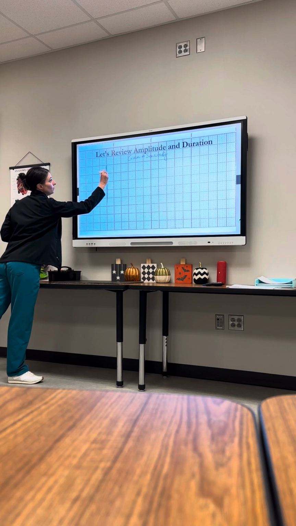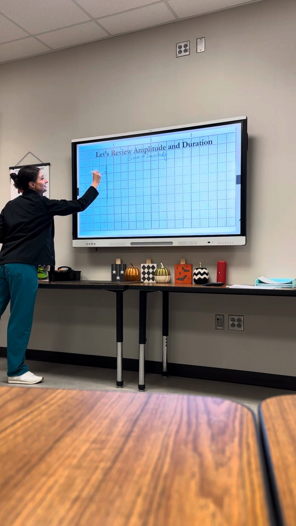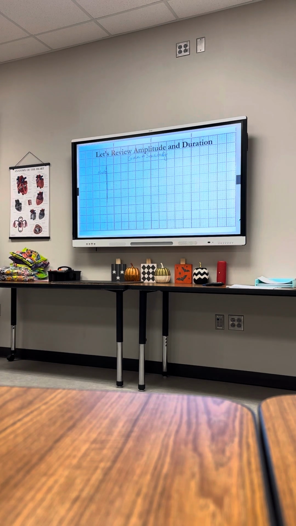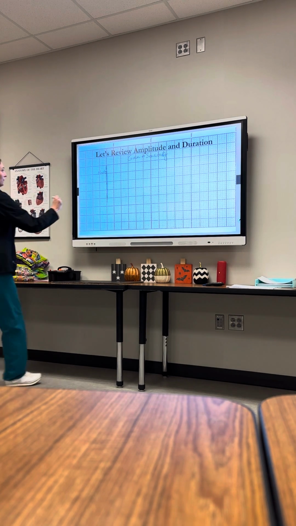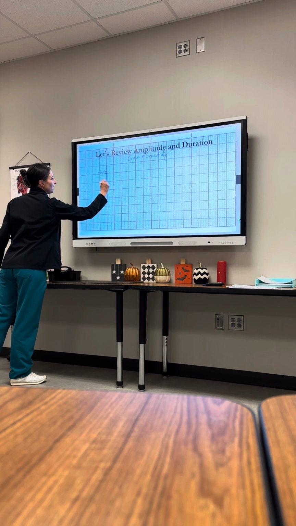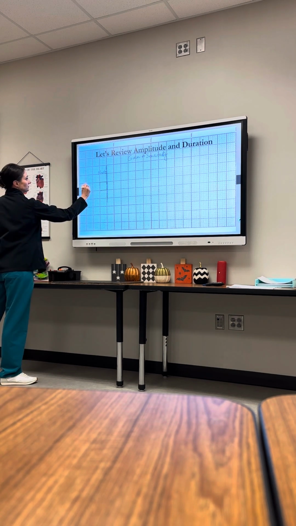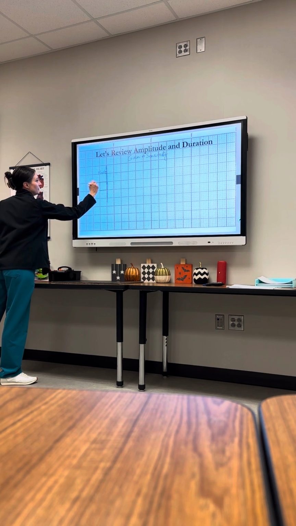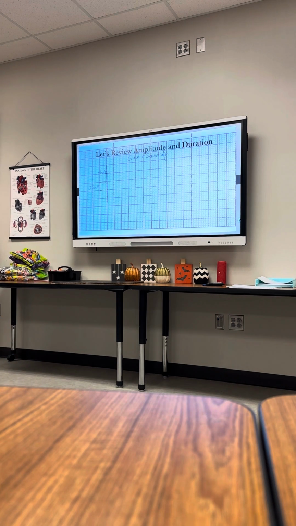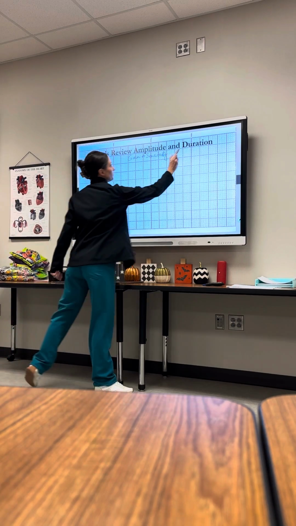Give me the value of one tiny box. 0.1 millivolt. We're just talking amplitude, but good job. Okay, give me the value of one large box on this amplitude. 0.5 millivolts. Very good.